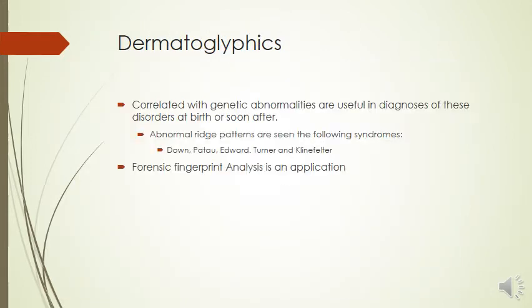It's important to note that dermatoglyphics is correlated with genetic abnormalities, and it's useful in diagnosis of these disorders at birth or soon after. Abnormal ridge patterns are seen in the following syndromes: Down, Patau, Edwards, Turner, and Klinefelter, and they're seen in some other disorders too. It's also important to remember that forensic fingerprint analysis is an application of dermatoglyphics.